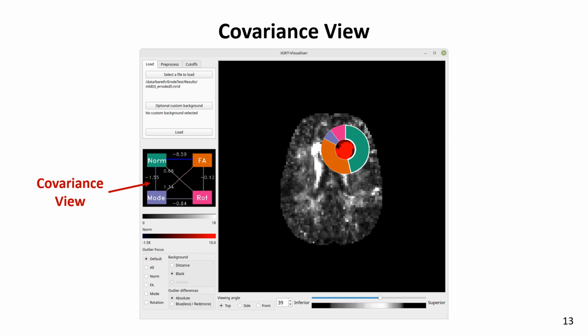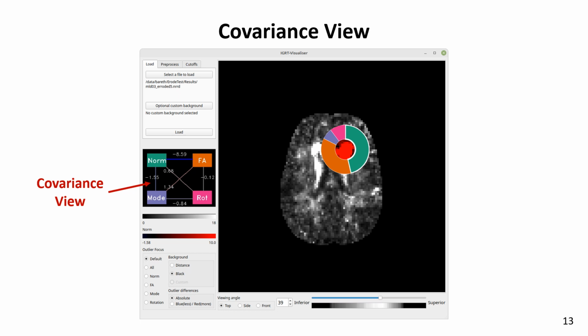Finally, our tool considers not just the variations in individual tensor aspects, but also covariations between them. All pairwise dependencies are visualized as edges in a covariance view on the left. As we just saw, increased norm went along with decreased anisotropy. The strong blue edge between norm and FA indicates that this is in agreement with the control group, in the sense that even in healthy subjects, above average tensor norm tended to go along with below average anisotropy.